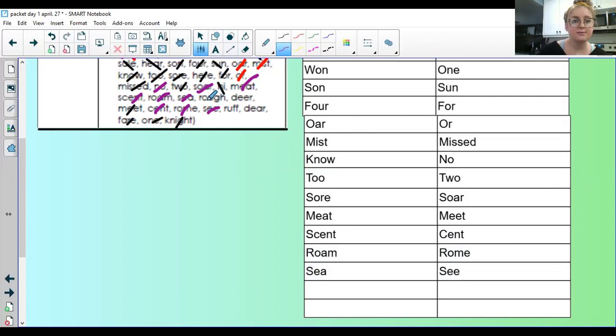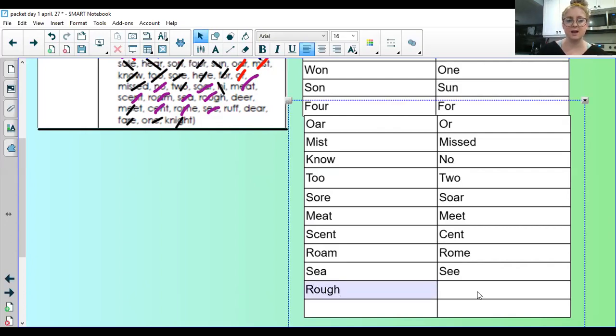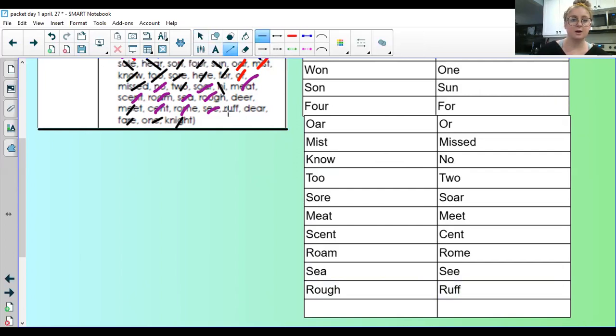Then we had rough, R-O-U-G-H. It's like if you touch sandpaper and it feels rough. That means it feels really bumpy and not smooth. The other ruff is R-U-F-F. That ruff is like a dog, ruff.